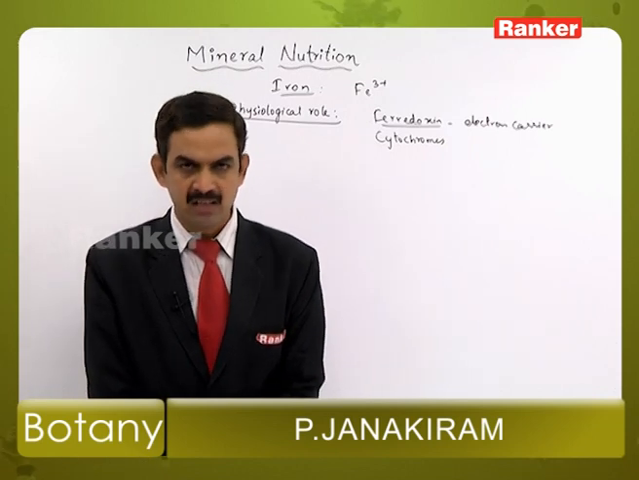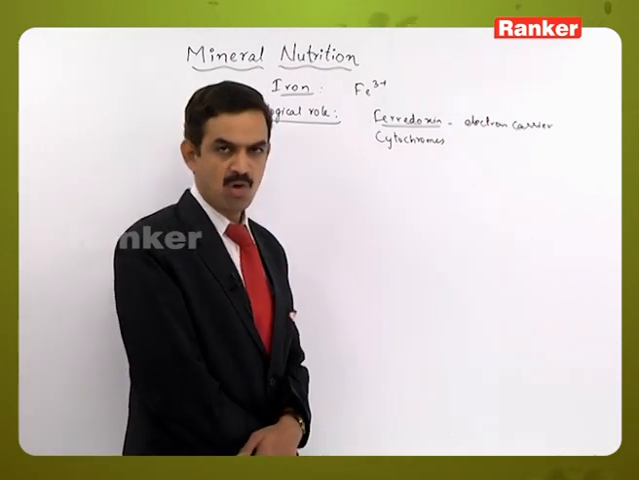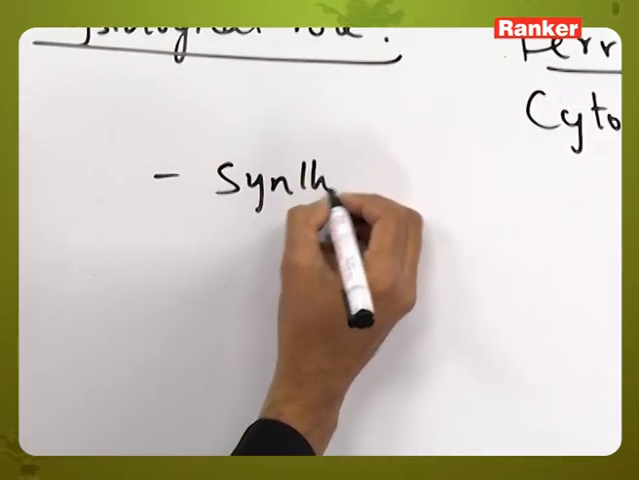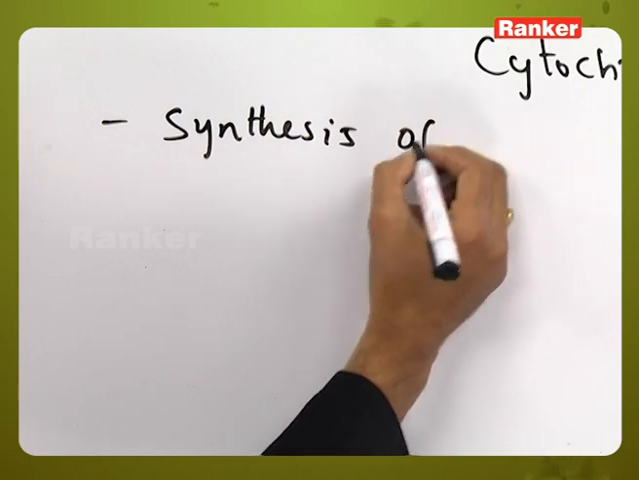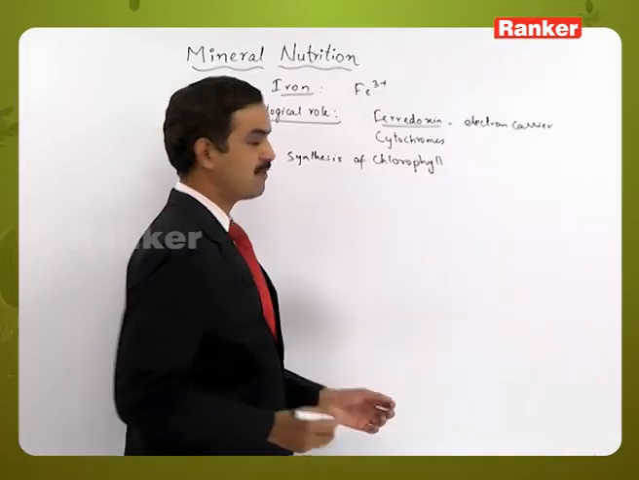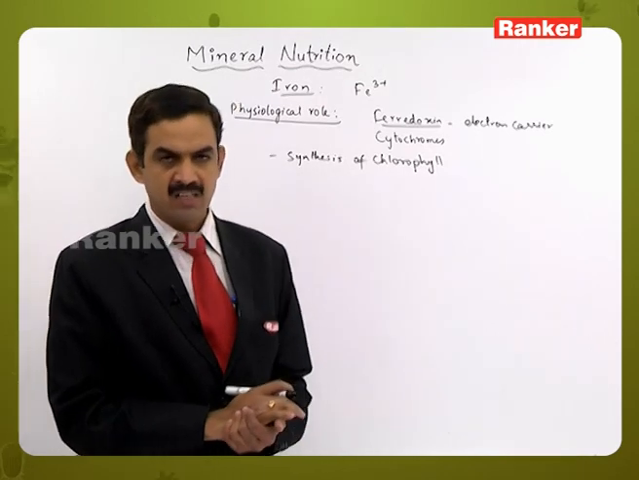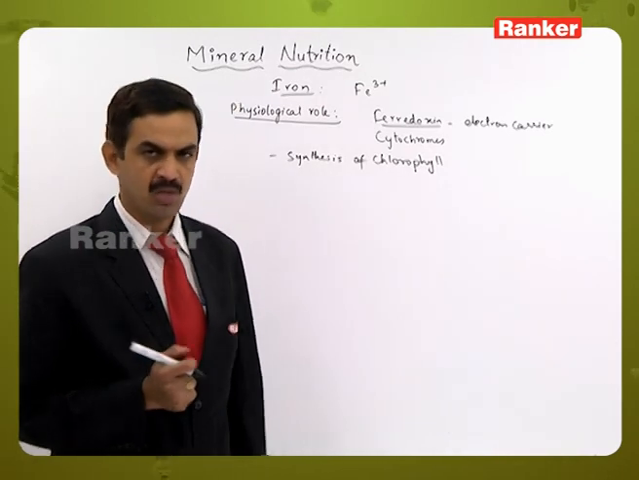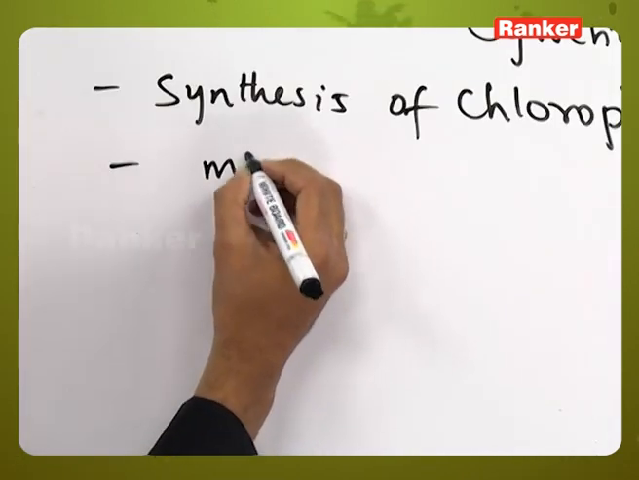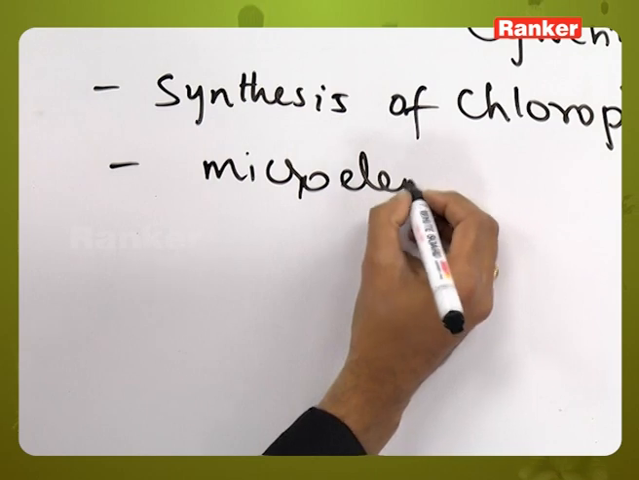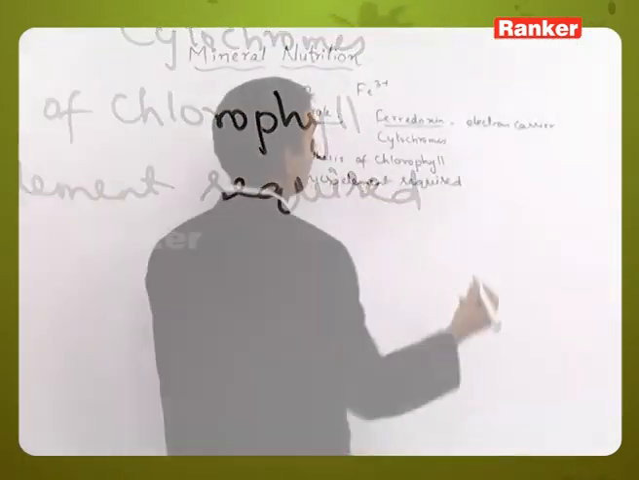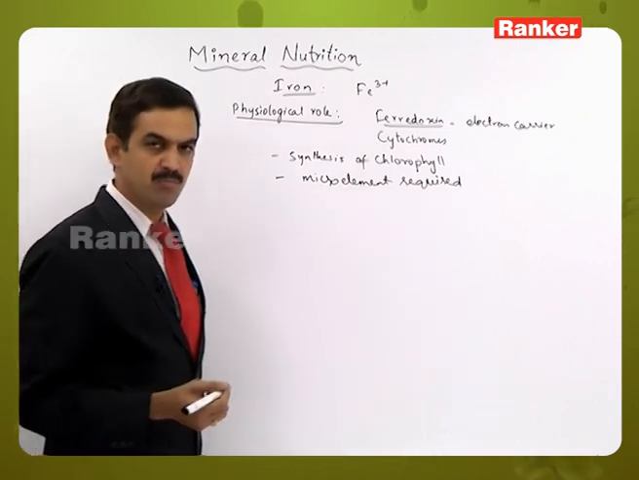Both these electron carriers have iron molecule, and iron is also useful for synthesis of chlorophyll molecule. As we know, chlorophyll is the most significant green pigment required for the photosynthetic process. Then this is a micro element which is required in larger quantities when compared to the other micro elements by the plants.